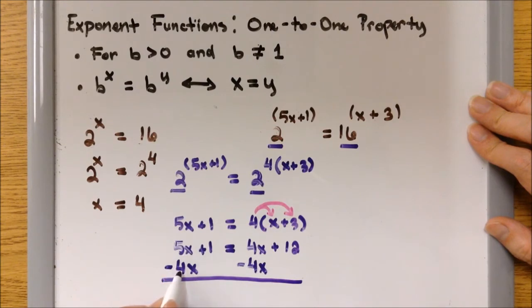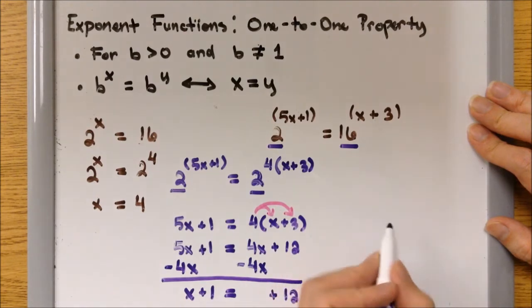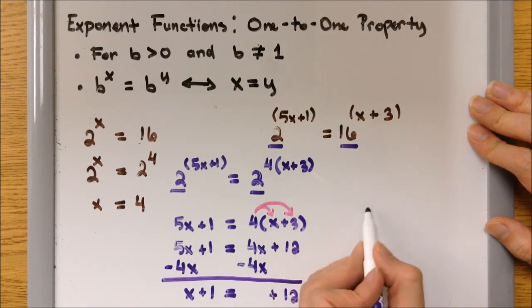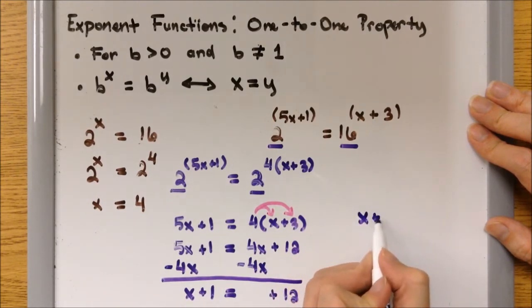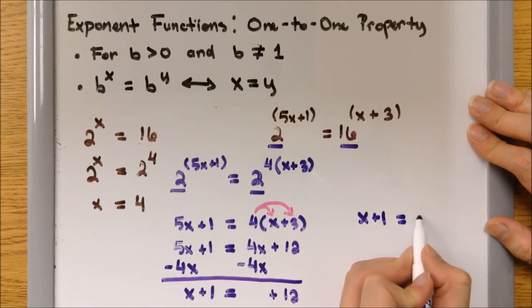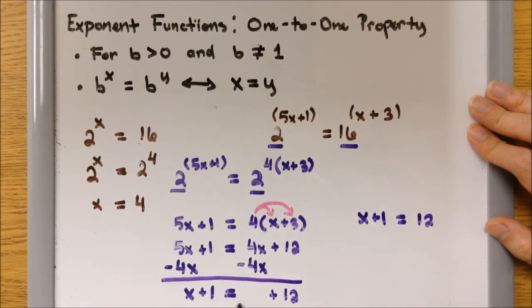So 5x minus 4x would just be x. I bring down the plus 1 equal. 4x minus 4x will cancel out, so I'm going to bring down the plus 12. Now I'm writing the plus 12 to remind myself that's a positive. Now I'm going to bring it to this side since I ran out of room. So x plus 1 equals 12. I got it from here.